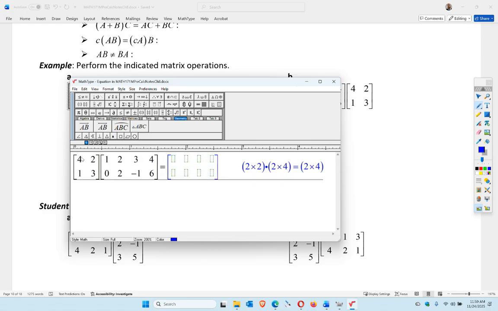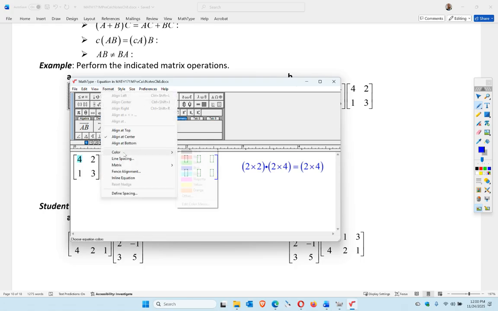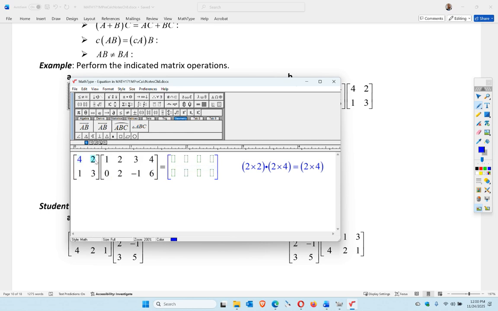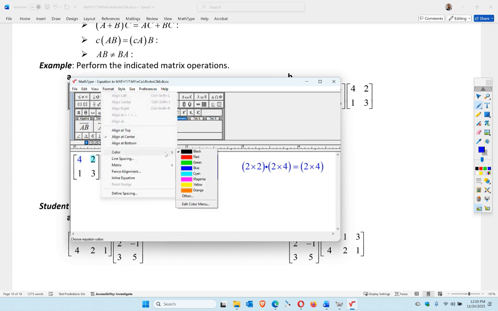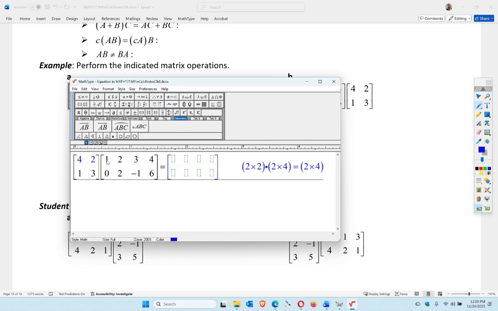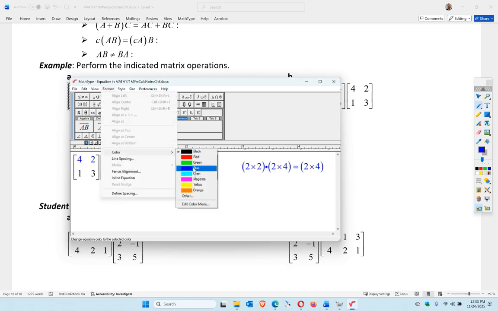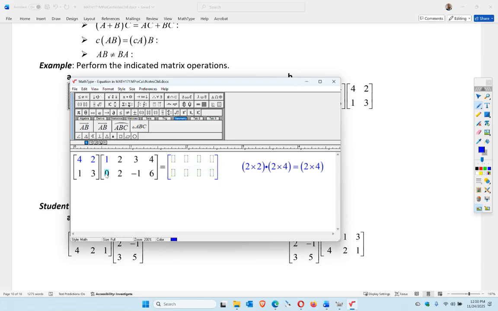So it's rows by columns. So I have this row here, the 4 and the 2, and this column here. So I wonder how I can color these. Let's make this format color blue, this one format color blue, and this column here, format color blue, and then format color blue. Yeah, that didn't really work.